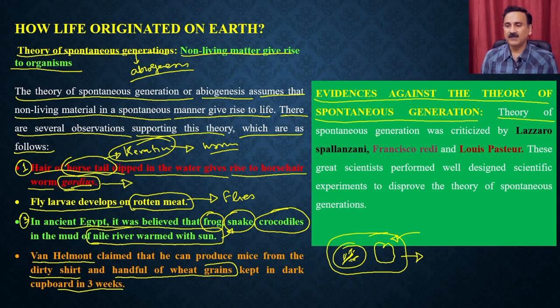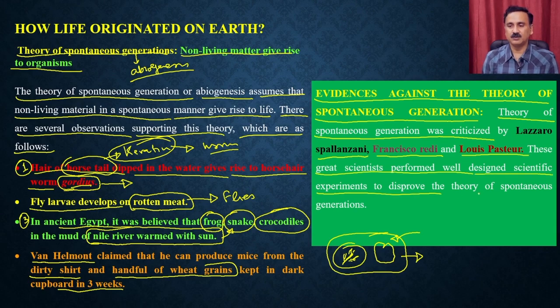The theory of spontaneous generation was criticized by three scientists: Spallanzani, Francisco Redi and Louis Pasteur. These great scientists performed well-designed scientific experiments to disprove the theory of spontaneous generation. These earlier people had not done any experiment. They only proposed hypotheses, and all these hypotheses were based on observation.